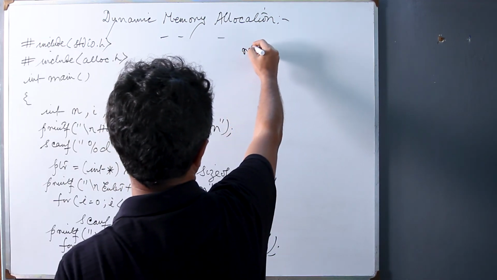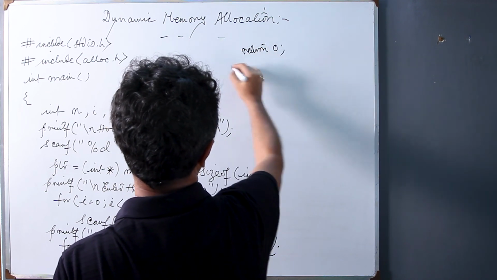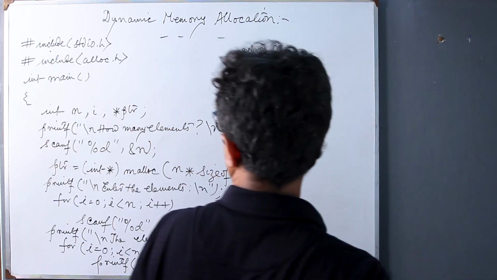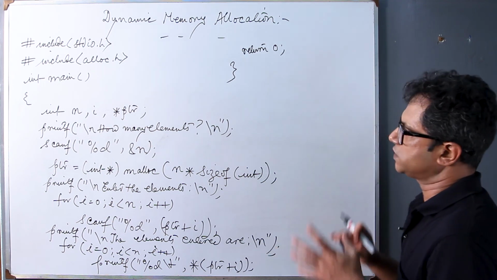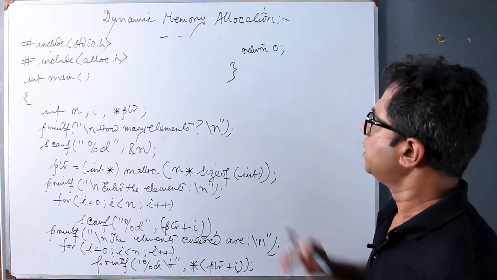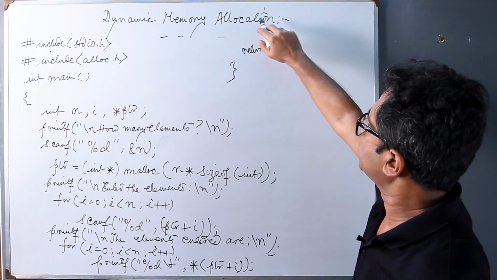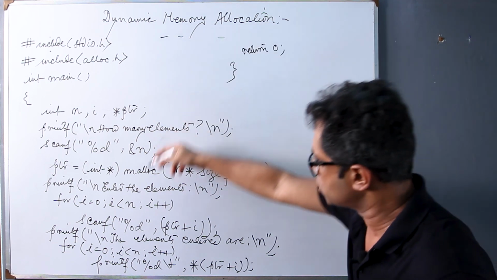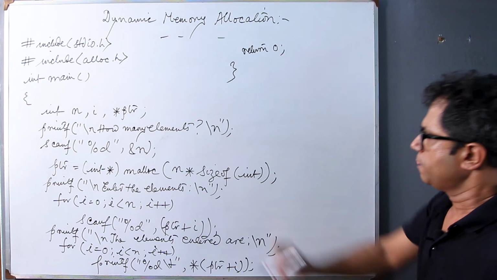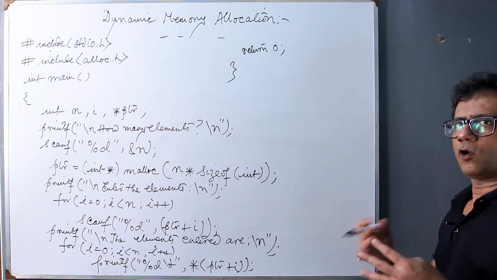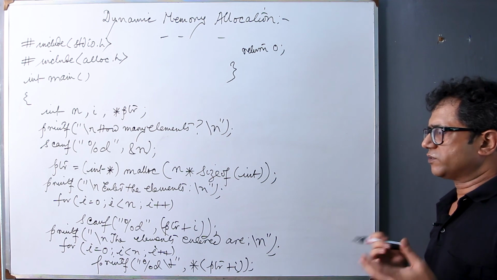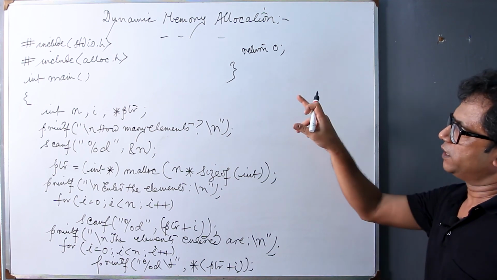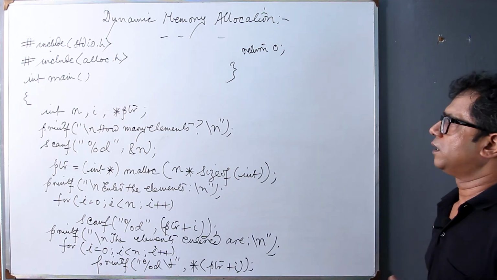We will write return 0 here, and then we come to the closing brace of the main section. So this is the program of dynamic memory allocation. This is a very simple illustrative program to show you the concept of dynamic memory allocation, in which we can store different elements as we did in the case of an array with static memory allocation, but here we have done it in the dynamic way.